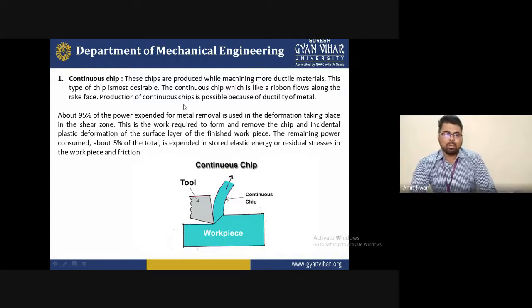The remaining power, about 5% of the total, is expended in the stored elastic and plastic region, the residual stresses, and the workpiece friction.